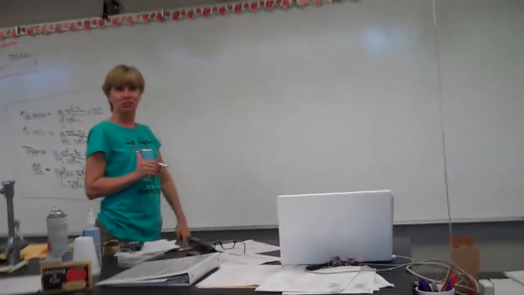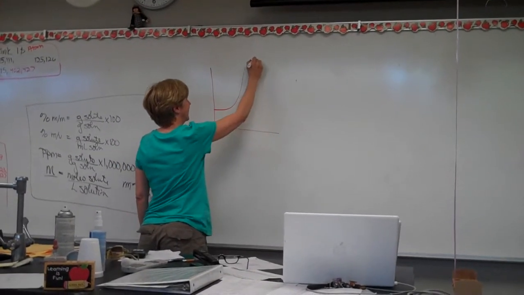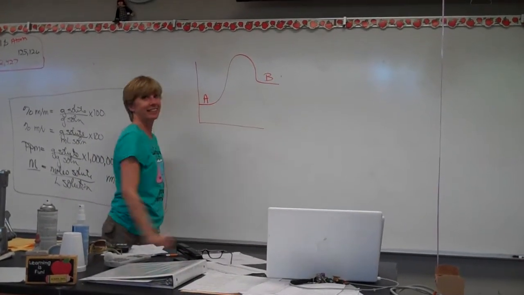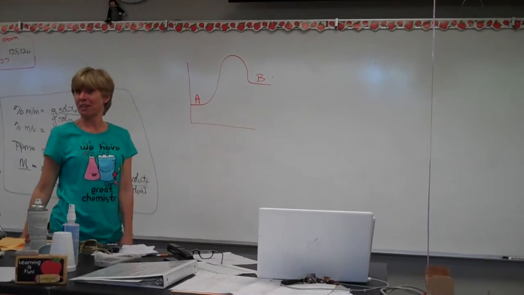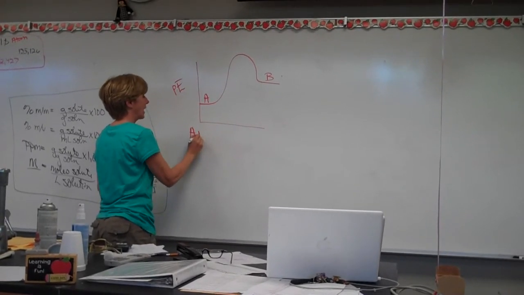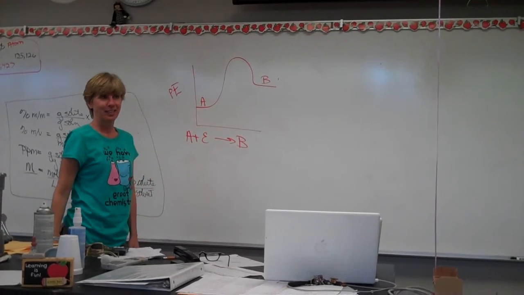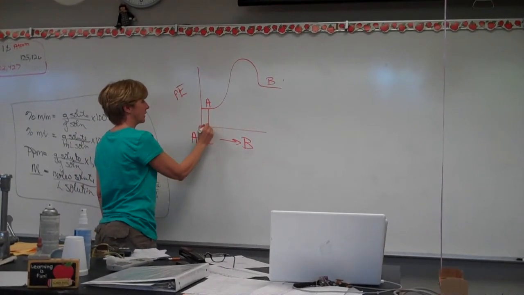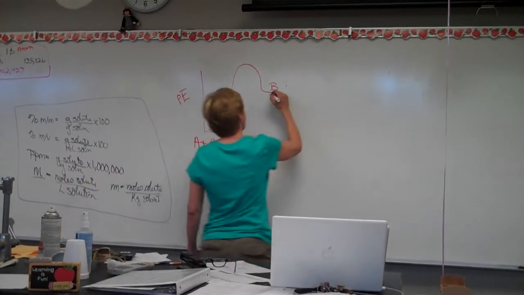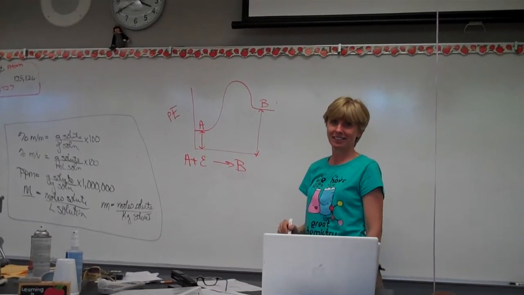Okay, first of all, A goes to B. This would be an endothermic reaction. Heat is being absorbed. So it would be A plus energy goes to B. Okay? This line right here, potential energy of reactants. Right here, potential energy of products.